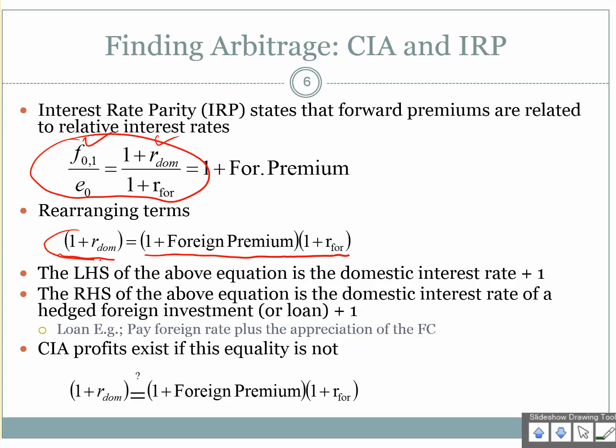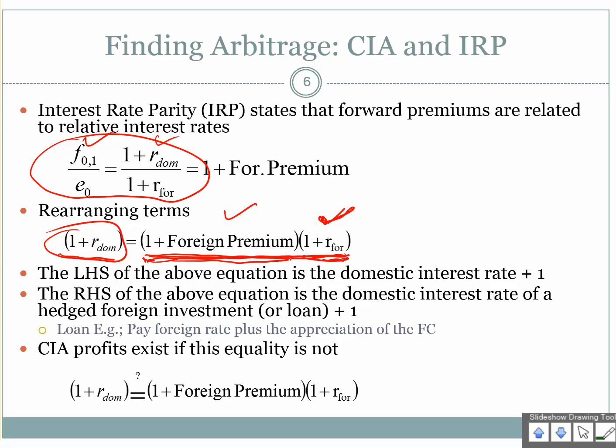So this says that 1 plus the U.S. interest rate is equal to 1 plus the foreign interest rate times 1 plus the forward premium. So if I were, say, to borrow yen, when I go back to pay the yen, I have to pay back the foreign interest rate plus the forward premium. So what this turns out to be is the hedged cost of a foreign loan.